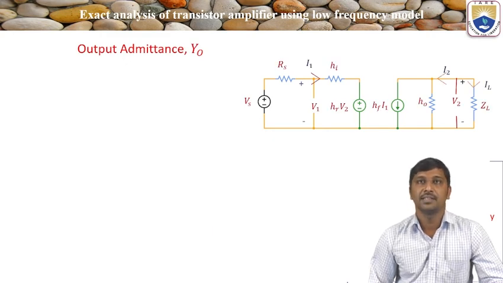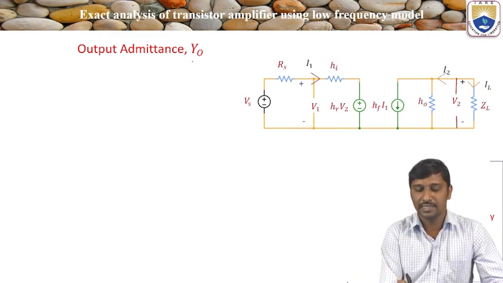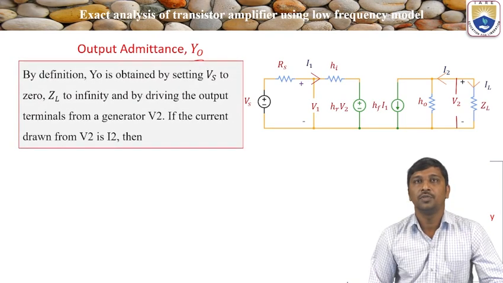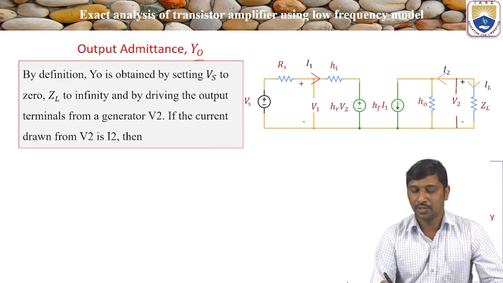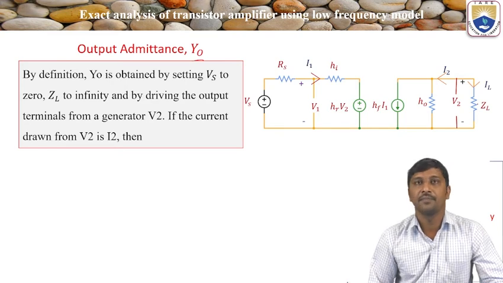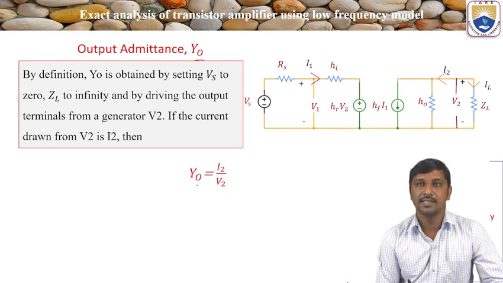Now another parameter is output admittance. That admittance is represented as Y0. To observe this one, we need to make the input voltage zero, and the load resistance we take as infinite. From that, it is defined as the ratio of output current to the output voltage. Hence, the output admittance is represented as I2 by V2.